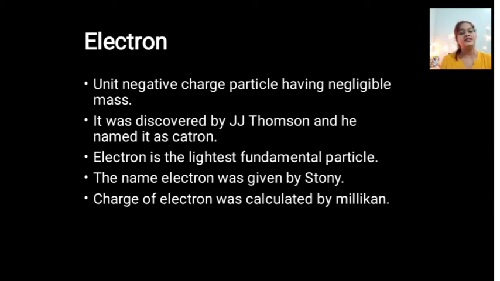Okay, next, the electron is the lightest fundamental particle, as I have mentioned before, and all the electrons are around the middle part or the center part of the atom. So these outer parts contain very little mass, and that's why the electron is the lightest fundamental particle. And the charge of the electron was calculated by Millikan. I will describe this later in this lecture, but let's move on to the next slide.